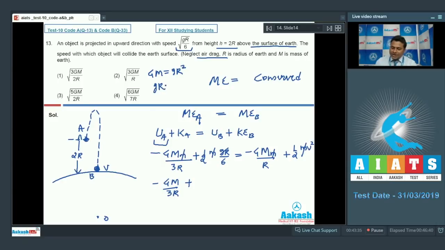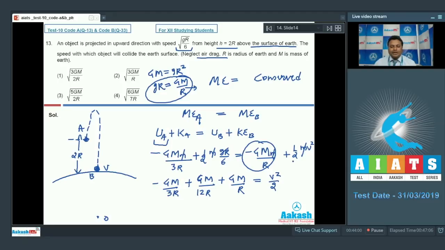So simply gr can be written as GM by r. So using this concept, we can write gr as capital G, capital M upon capital R, where 12 is already there, so 12r. Bring this to the left hand side, we get plus of GM by r equals v square whole divided by 2. Now taking the LCM, what we are going to get?